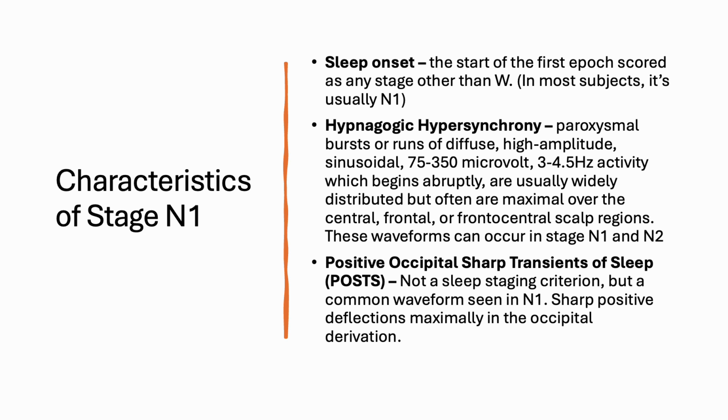Another wave that isn't part of the manual for scoring stage N1, but a common EEG variant that can be seen, are POSTS, or positive occipital sharp transients of sleep. These are sharp-looking waves seen in the O's.